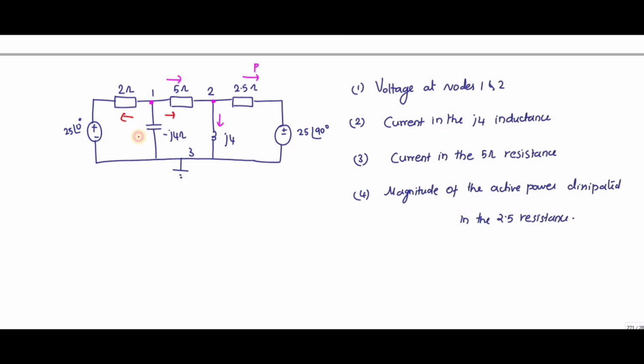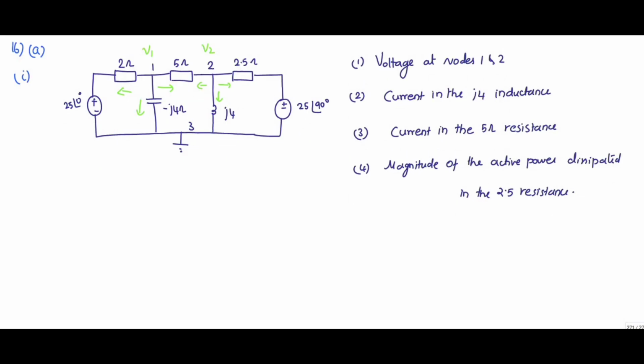Since they are asking for the voltage at the nodes, let me take these as V1 and V2. The current direction is like this. You can see all the currents are flowing outward. Suppose these are I1, I2 and I3; I can write I1 plus I2 plus I3 is equal to 0. What is I? I is nothing but V by R.